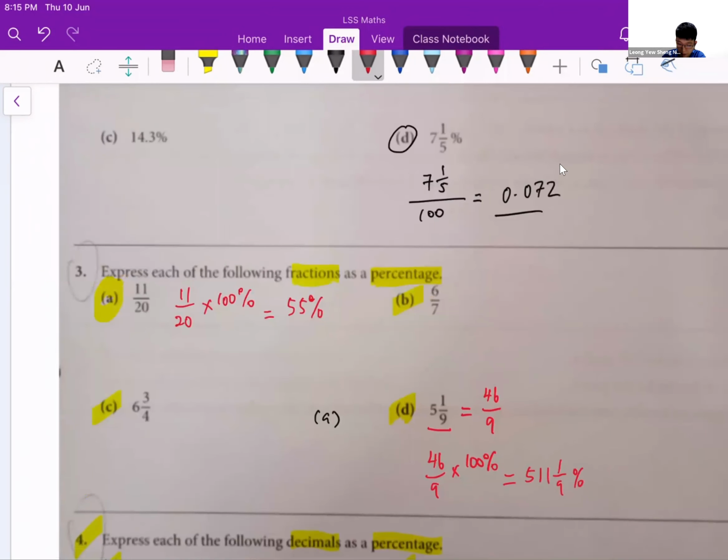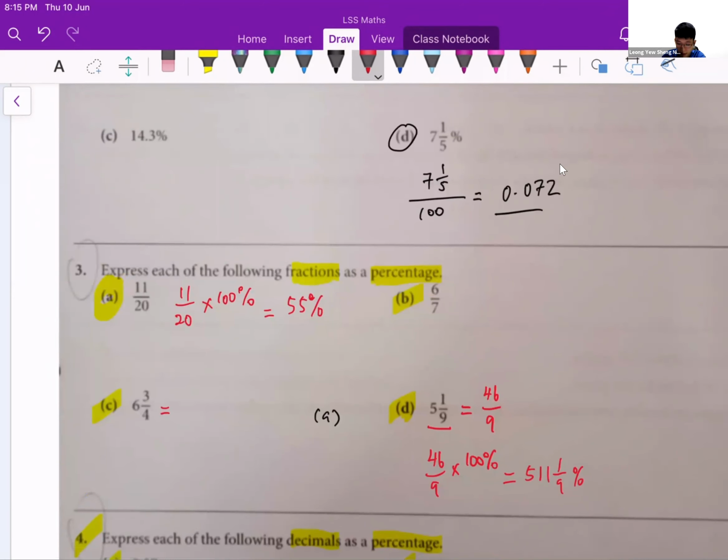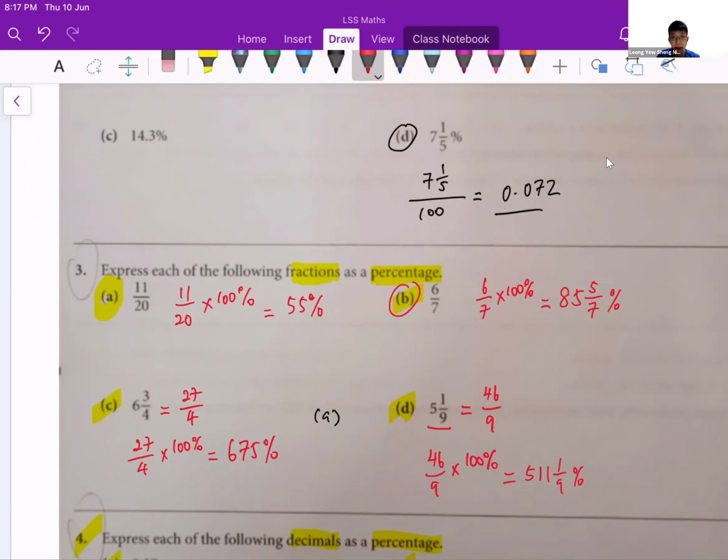And for the other one also the same. For 3C also the same. You convert it to an improper fraction, which gives you 27 over 4. Now you multiply by 100%. This will give you 675%. So you can try it out. Okay, for the last one, 3B, I take 6 over 7 times 100%, and it will give me 85 and 5 over 7%. So this is how I do it.